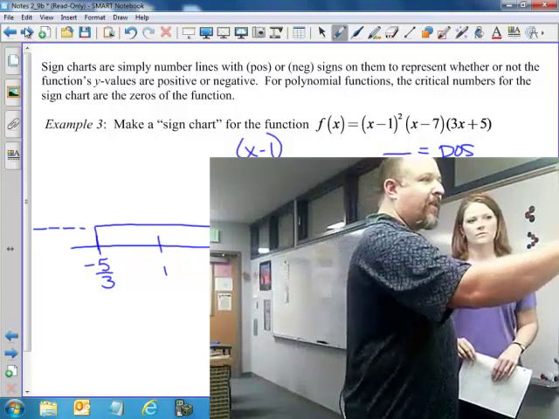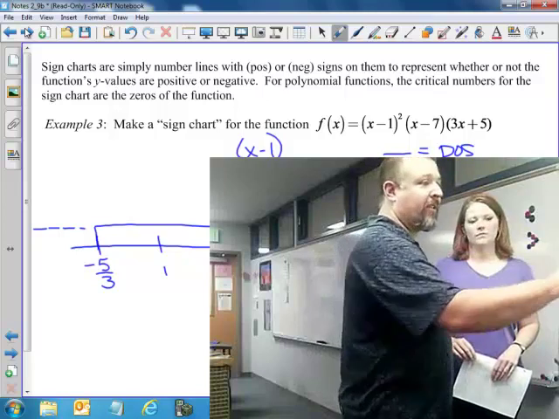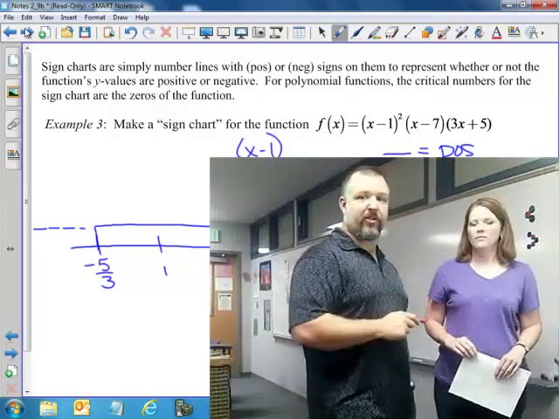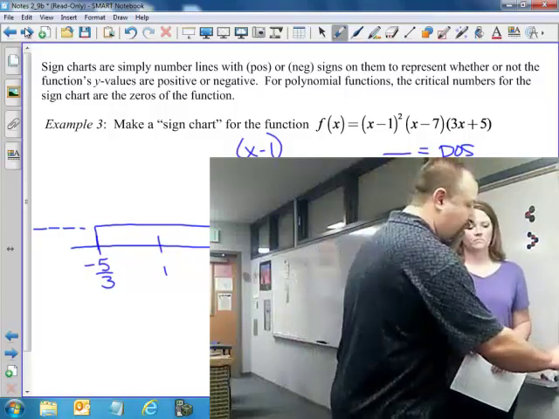Yeah, no big deal. The x value that actually makes this 0, aka the x-intercept, turned out to be positive 7, which is the number that we have on our sign chart.